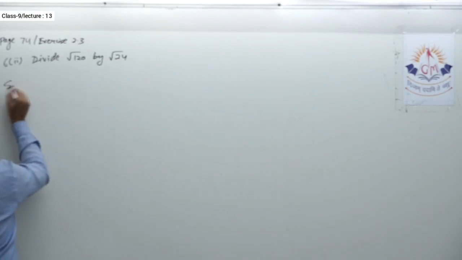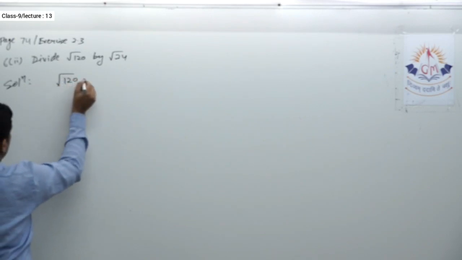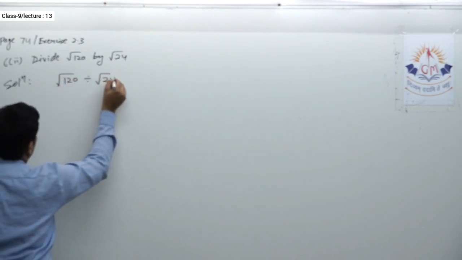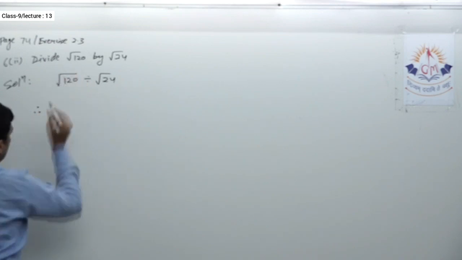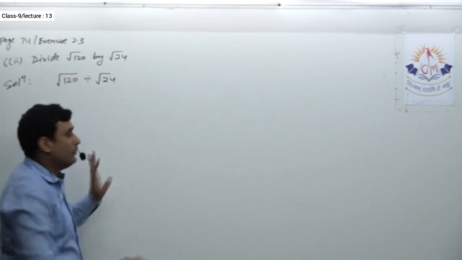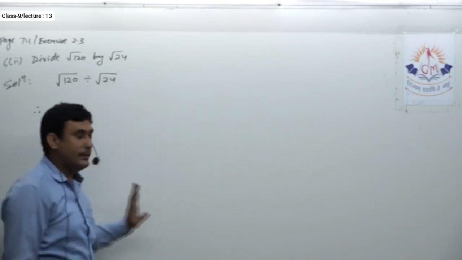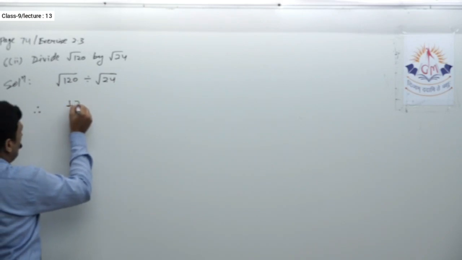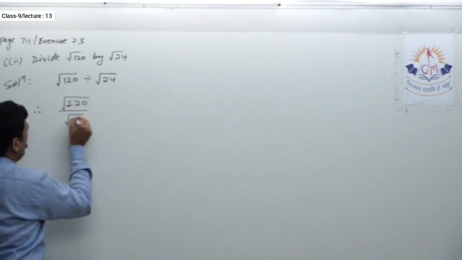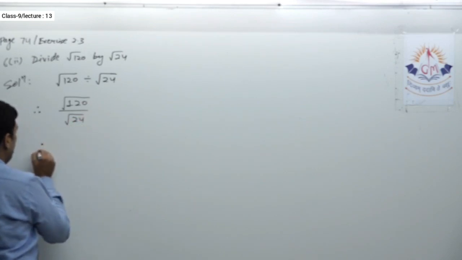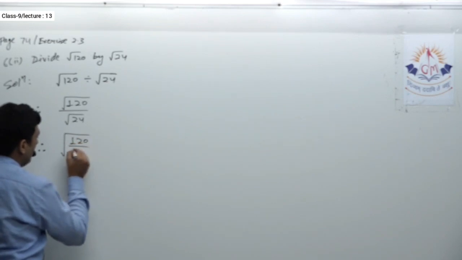So let us see how to do this. Root 120 divided by root 24. Here I can see that definitely their orders are the same, so we can divide directly. So here I write root 120 upon root 24. Further, I write this in a single radical sign like this.